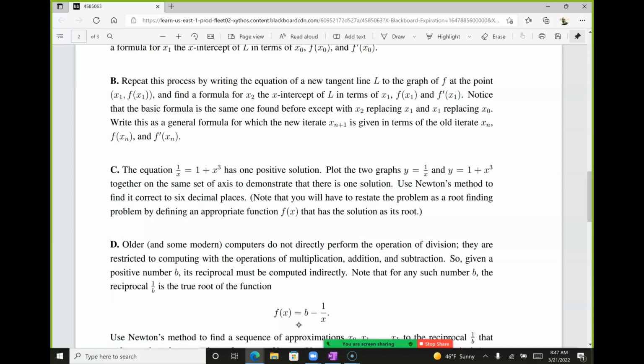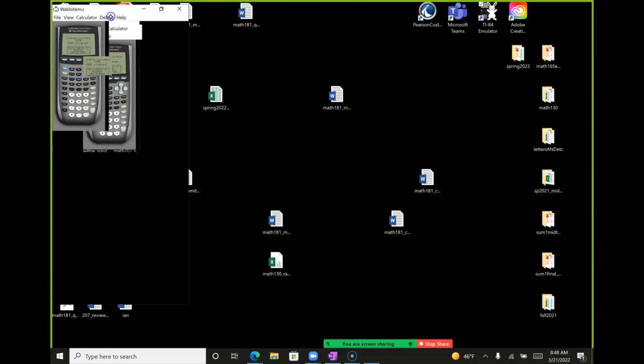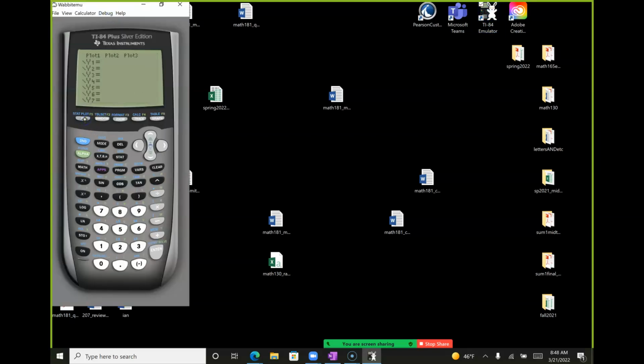I'm using my calculator. I guess I should do it on my computer so you can see me do it, but you should be doing this right now. I'm putting 1 over x in y1, and in y2 I'm putting 1 plus x cubed. If I look at the graph, I can see that one positive solution there. I'll zoom in on that a little bit. Zoom 2.